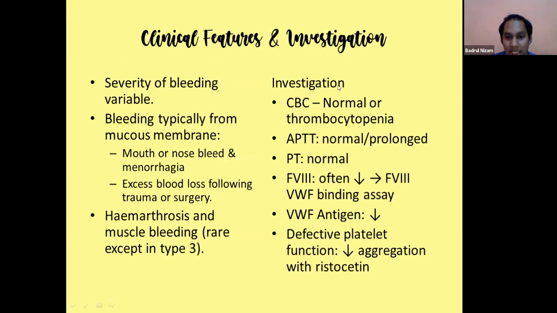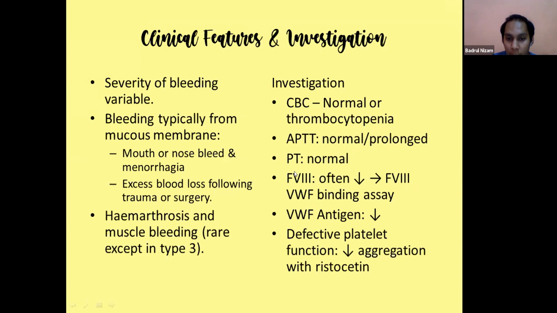Okay. For the investigation in von Willebrand disease, the complete blood count can be either normal or can show thrombocytopenia, because it affects the platelet pathway. The APTT can be normal or prolonged, because it depends on the degree of deficiency of the von Willebrand factor. If it's severely reduced, such as in type 3, there might be prolonged APTT, while the PT is usually normal.